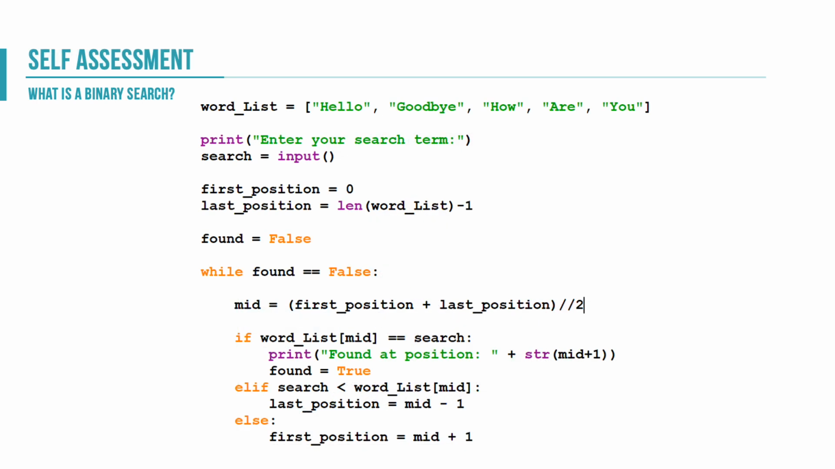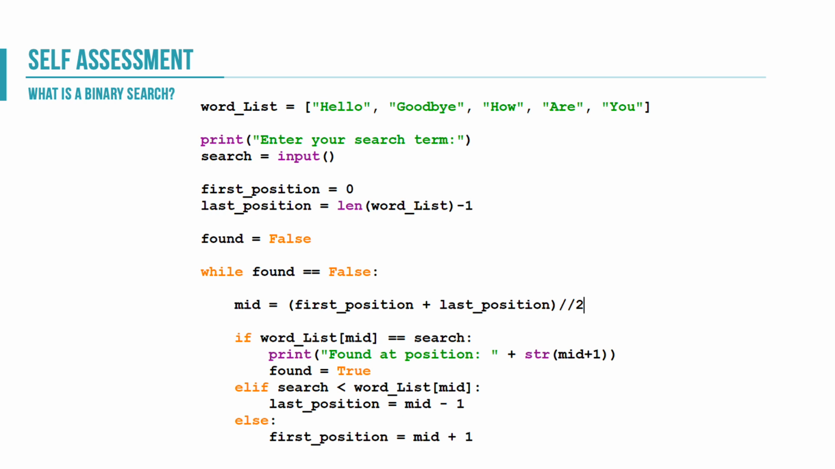So here is our binary search. We get the first position and the last position. That is the first position where the answer might exist and the last position where the answer might exist. Within my while loop, I work out the midpoint. And I then repeat that over and over again until I find the word that I'm looking for. Hopefully you've created something like that.